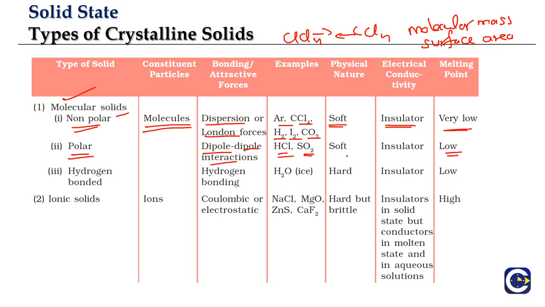And the nature will be soft, and since they do not have any free electrons or mobile electrons, the substance will be overall insulator. The third type of forces that can exist between molecules is the special case of hydrogen bonding, where if you have molecules where hydrogen is bonded to highly electronegative element like fluorine or oxygen, then between the molecules we will be having hydrogen bonding. We will call it as intermolecular hydrogen bonding.